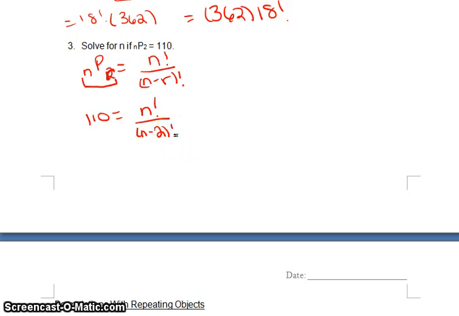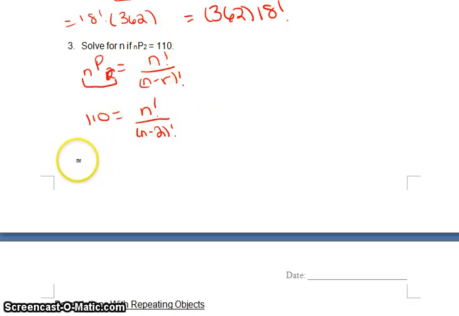Now, it might be a little bit confusing. I think what most people would want to do is they see this fraction, they want to get rid of that denominator, but we're not going to do that just yet. We're going to use the rules that we had in number 2 and apply that to this example here.